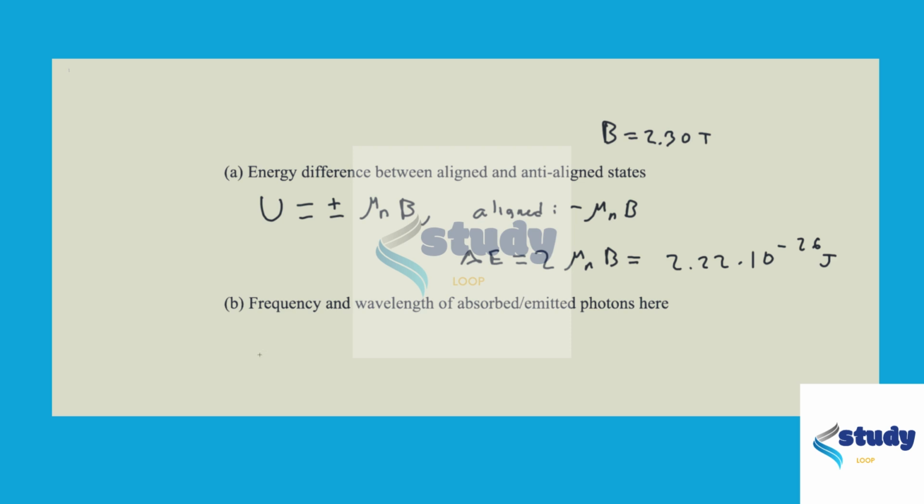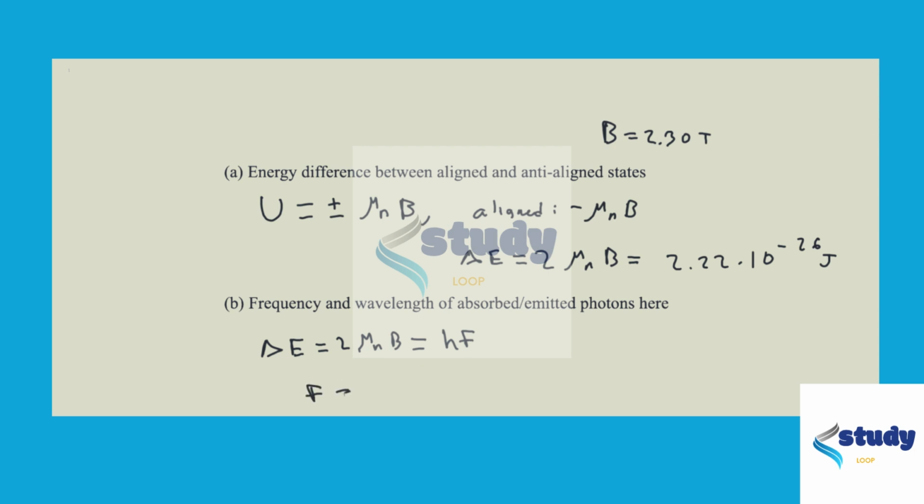Next, we're asked to find the frequency and wavelength that is absorbed or emitted by a photon. So a photon would mediate the transition between the spin-aligned state and the spin-anti-aligned state, or vice versa. We know that the transition in energy between the two states is given by twice mu_n B. And we know that this must also be equal to the energy of the photon, which is given by hf, where f is the frequency of the photon.